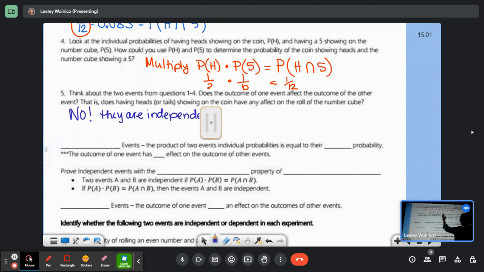Feel free to either use the exclamation point or not use it. I'm not.